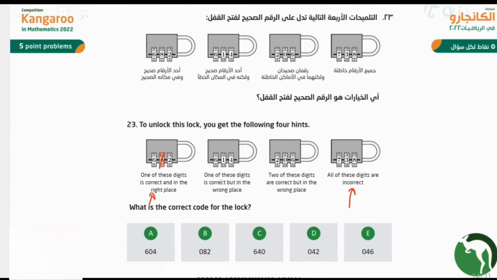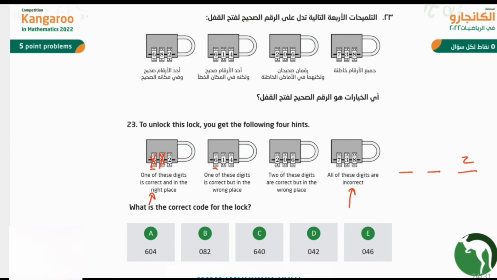So if you look here, one of these digits is correct, but in the wrong place. So 6 cannot be correct, because here 6 and 6 here are in the same place. If this one is correct, then this one should be correct, so I will remove 6 also. Now we have 2 is correct and in its correct place. So I will have here 2.